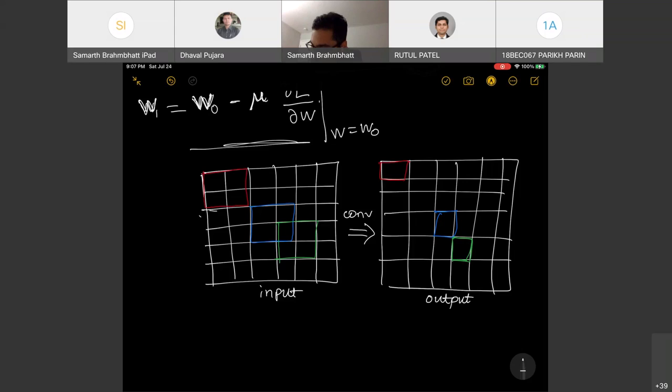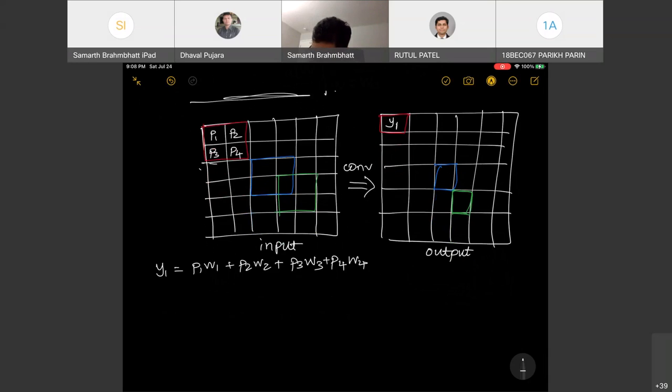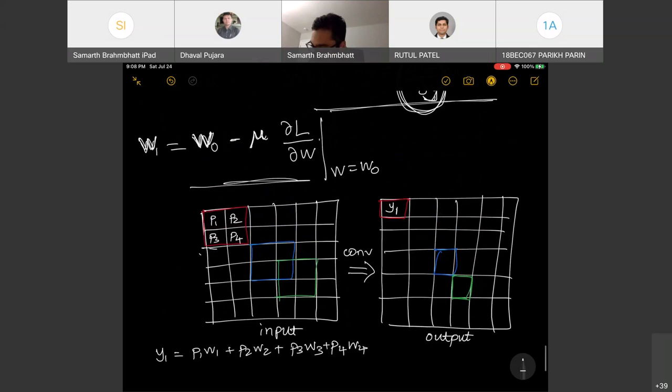And when you put the filter in the red location, then basically you get, let's say the output is y1, which I'm showing in red on the output image. Then basically y1 equals, if the pixels are here p1, p2, p3, and p4, and similarly the four weights of the filter are w1 to w4, then it's just p1 w1 plus p2 w2 plus p3 w3 plus p4 w4, right?